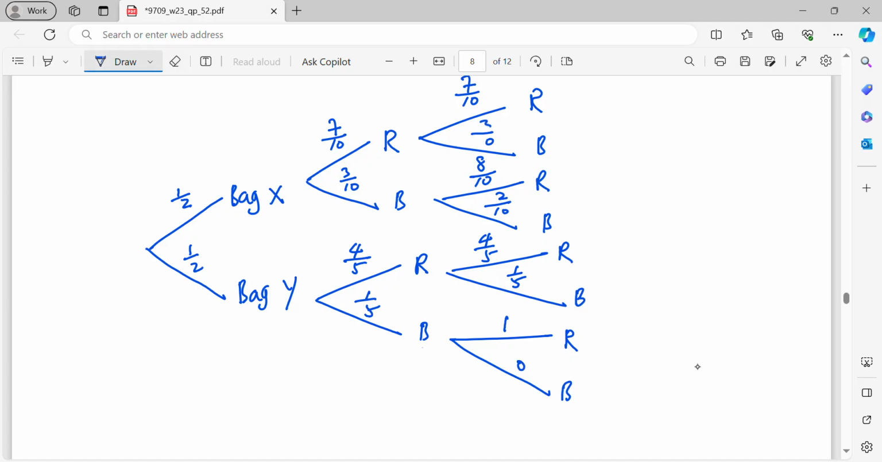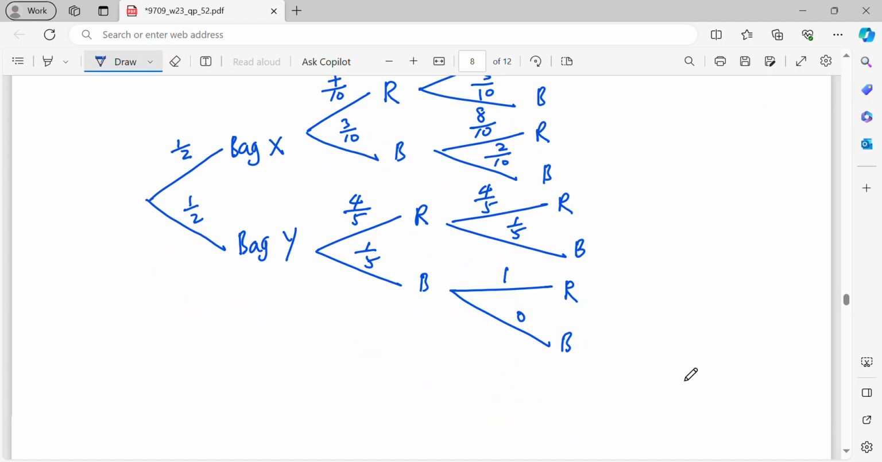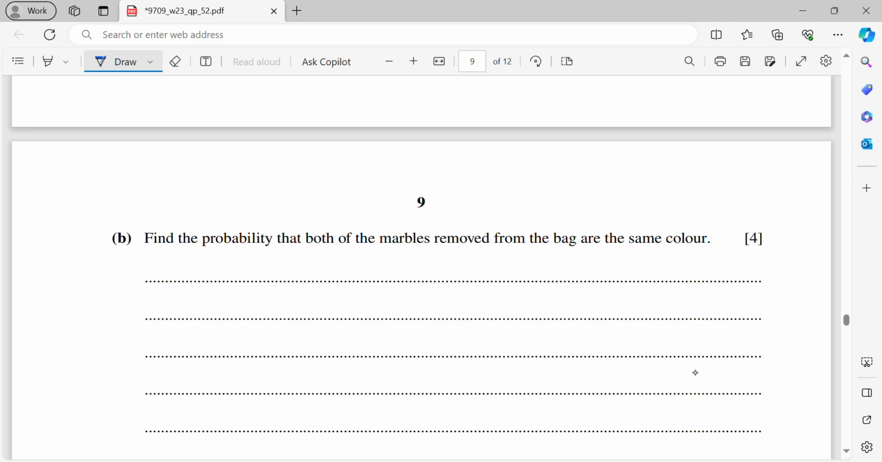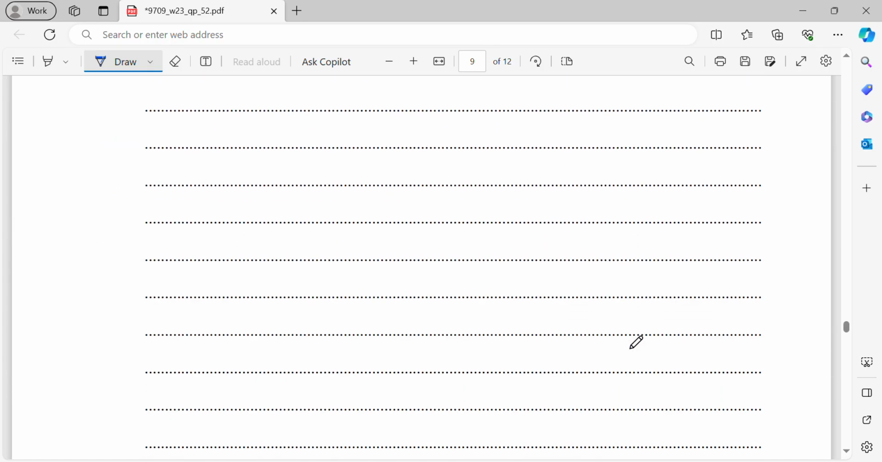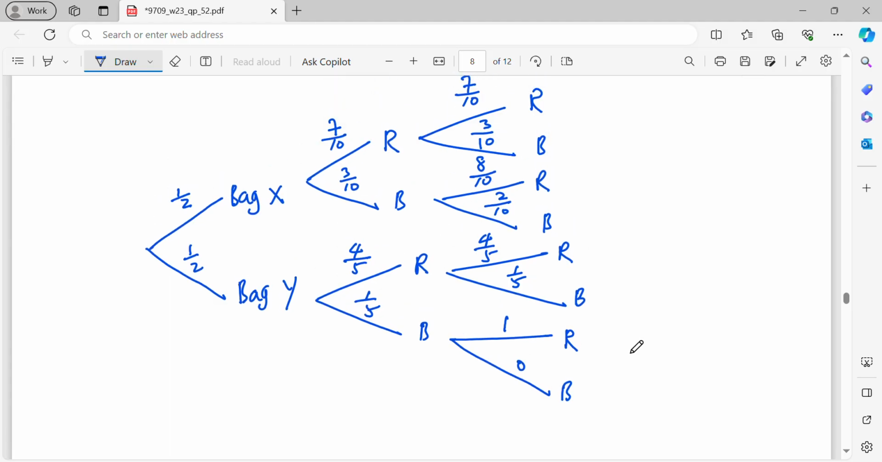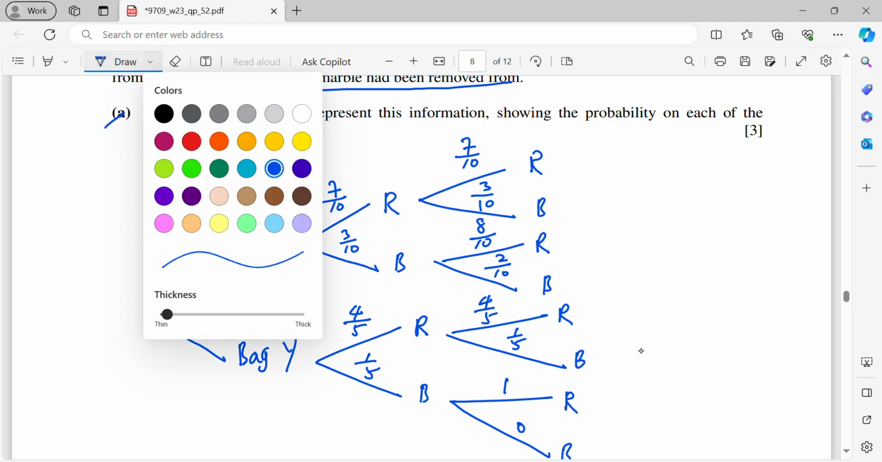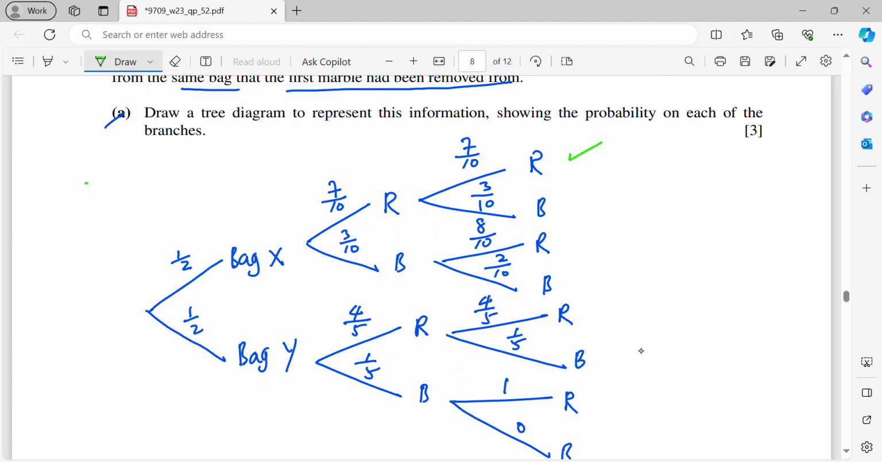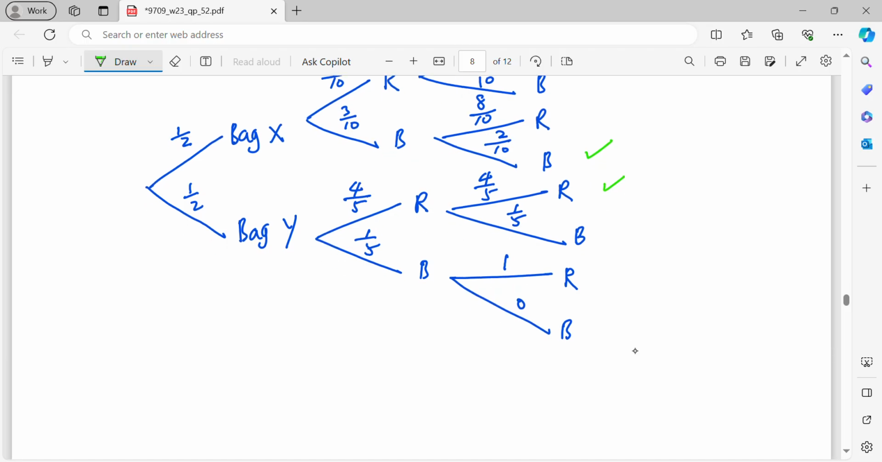Okay, so now next question. B. Find the probability that both of the marbles removed from the bag are of the same color. So if this is of the same color, go back to the tree diagram. Which means it could be RR, BB from the bag X, or RR from the bag Y, then BB from the bag Y. Right.